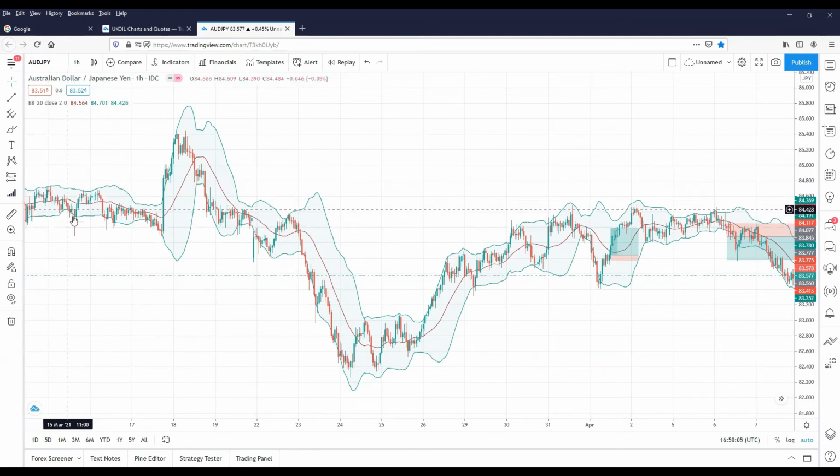So the price goes out here, it went back in. The price goes out here, it went back in. Goes out slightly, it went back in. We can see here, the price went out, it went back in, and went out. So generally speaking, the Bollinger Band is a good strategy. It will give us a lot of wins.